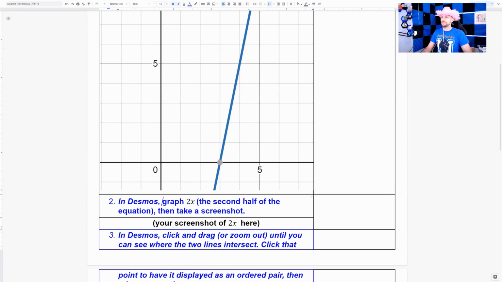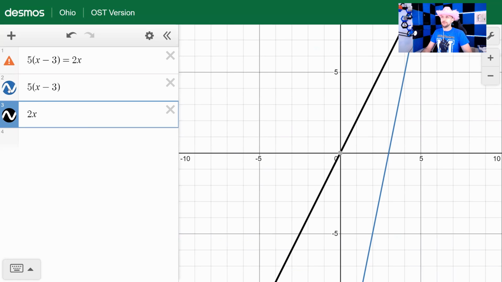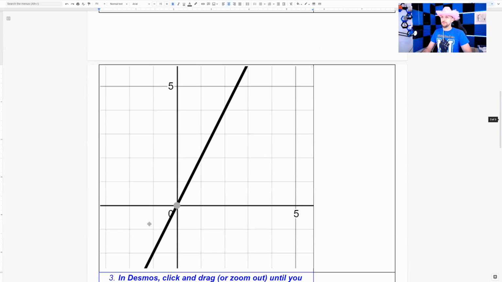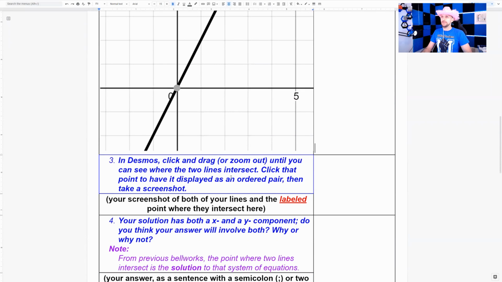All right, in Desmos, graph 2x, the second half of the equation. All right, and so I'm going to turn off my first line. It just wants the screenshot of 2x. Boom. Click and drag or zoom out until you can see the two lines intersect. Click that point and have it display as an ordered pair, then take a screenshot.